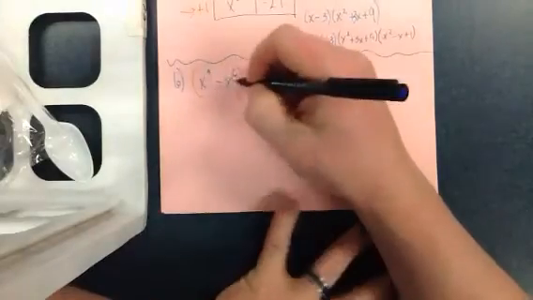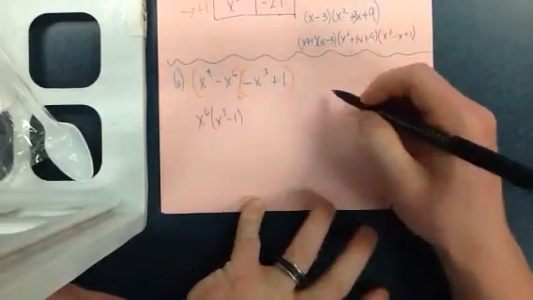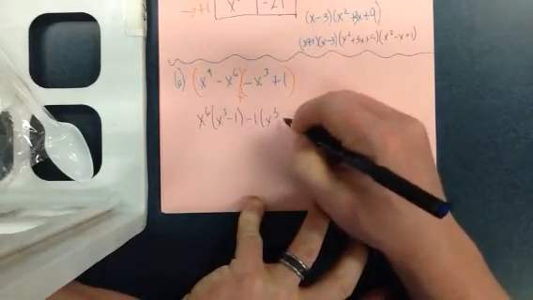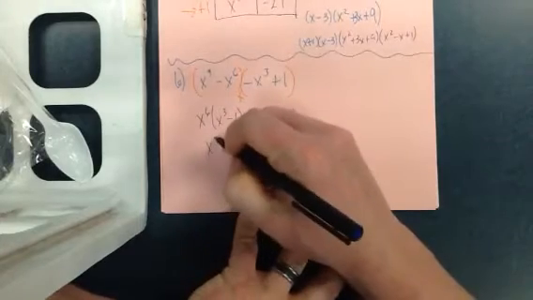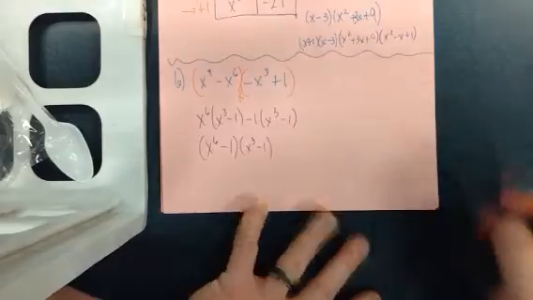When I do that, what do these 2 have in common? X to the 6th, what's left over is x to the 3rd minus 1. What do these 2 have in common? A negative 1, what's left over? X to the 3rd minus 1. So I end up with x to the 6th minus 1 and x to the 3rd minus 1.